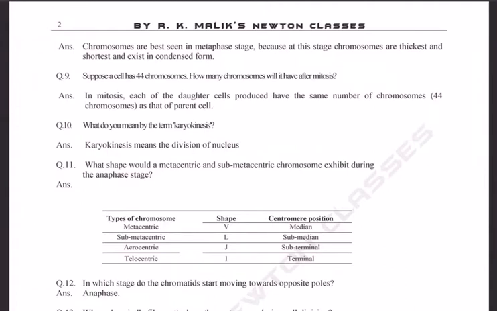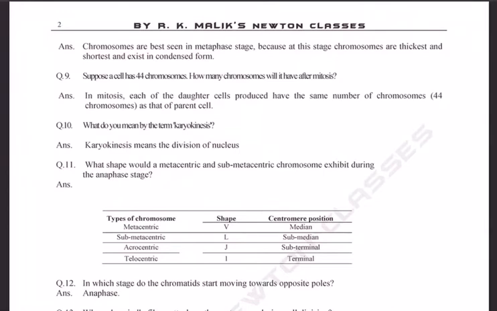Question number 9. Suppose a cell has 44 chromosomes. How many chromosomes will it have after mitosis? Of course, equal division, it has to be 44. In mitosis, each of the daughter cells produced has the same number of chromosomes, that is 44, as that of the parent cell.